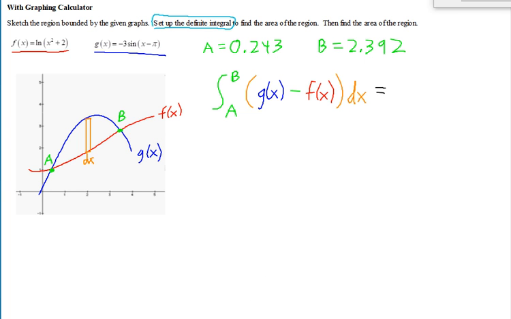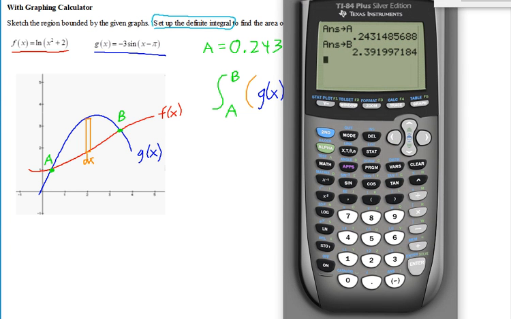So let's go back to the 84. For the 84, you just hit the math button, and then go down to the one that says fnInt, function integrate. The one I'm showing you here is the older version of the 84. It's also the 83s. The newer one has a slightly different format, which I'll show you in a second. For the older ones like this, you would type in what you want to integrate first, g of x minus f of x.